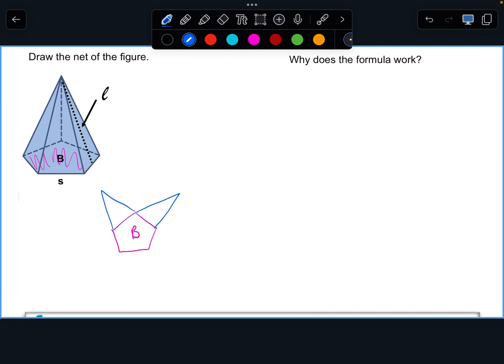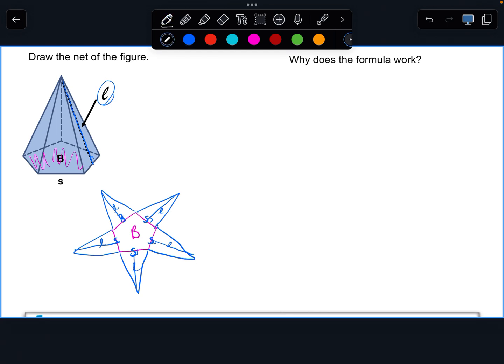Now the rest of it, this was the cute net because it looked like a star. Again, we're dealing with regular ones. So these are all the sides, and then that L, that's the slant height. If you lay it flat, that's the actual height of each triangle. They use L because I guess S and H were taken. So all these are your L's.